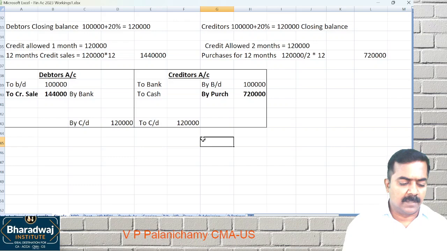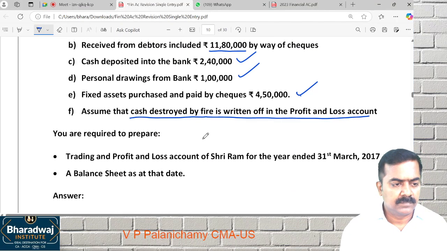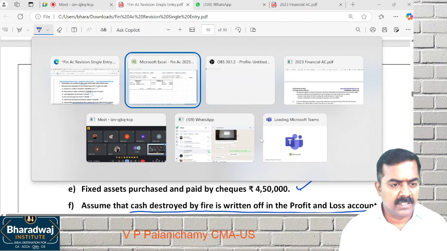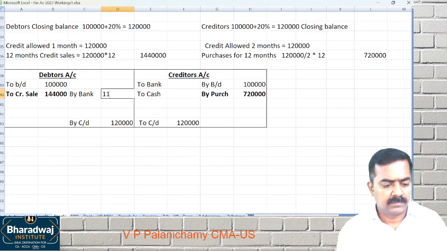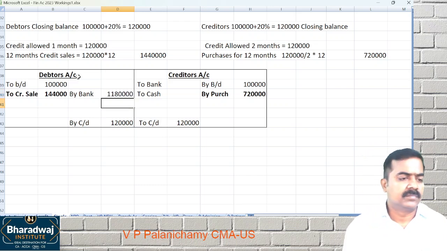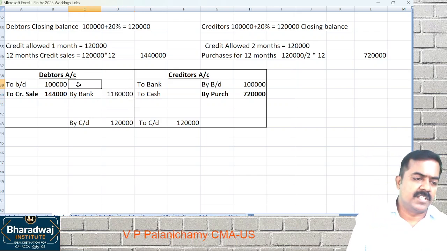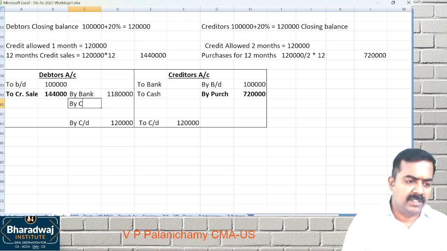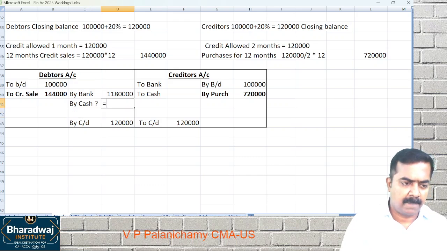Debtors account-ல எவ்வளவு collect பண்ணிருக்கான் பாருங்க. 11 lakh 80,000 collected by check. அப்புறம் balancing figure என்ன இருக்கு இல்லையா? Collected by check, collected by cash. We get it as a balancing figure. 1 lakh plus 14 lakh 40 minus 11 lakh 80 minus 1 lakh 20. 2 lakh 40,000 is which one? Collected in cash.